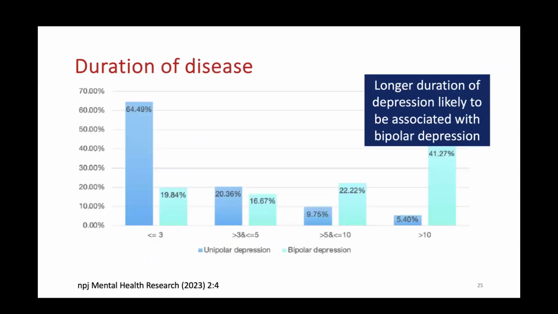Now, duration of disease. If you look at duration of disease, the more the number of episodes, the more chances of somebody being bipolar. And a longer duration of depression is likely to be associated with bipolar depression. That's what I was telling.